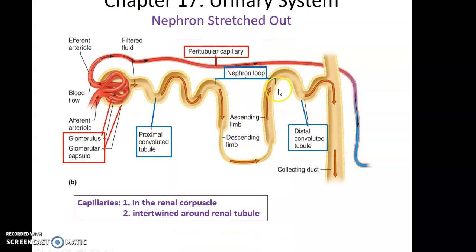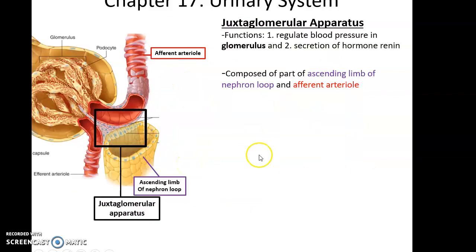All right, so here I've stretched, or the artist has stretched out the nephron to sort of separate where the different functions of the nephron are occurring. Here's the glomerulus, here's, in theory, the peritubular capillaries twisting around the nephron. So, to start off with, we have this structure adjacent to the nephron called the juxtaglomerular apparatus. It is composed of the ascending limb of the nephron loop and the afferent arteriole in which blood is arriving to go into the glomerulus.